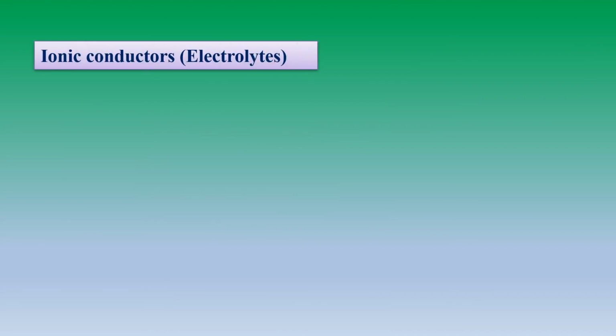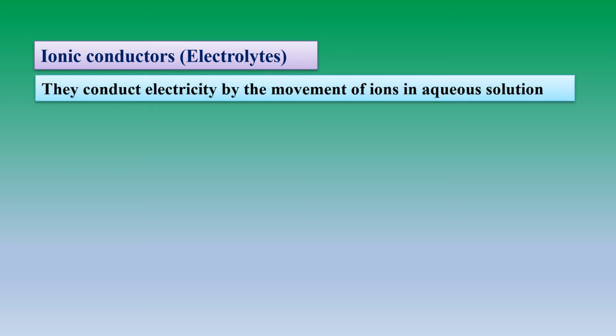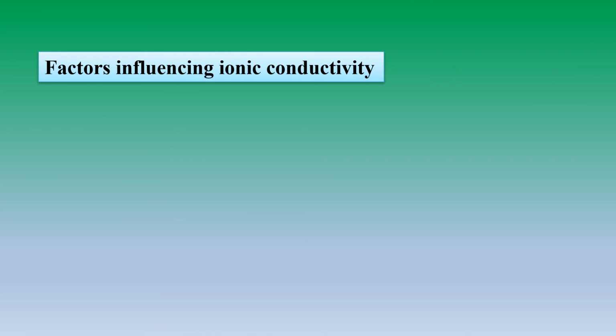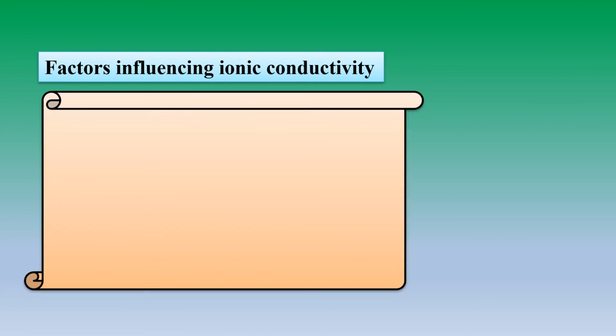What are ionic conductors? The ionic conductors are also called electrolytes. It may be a strong electrolyte, it may be a weak electrolyte. They conduct electricity by the movement of ions in the aqueous solution. The electrolytes are called ionic conductors or electrolytic conductors. Next one is factors influencing ionic conductivity.